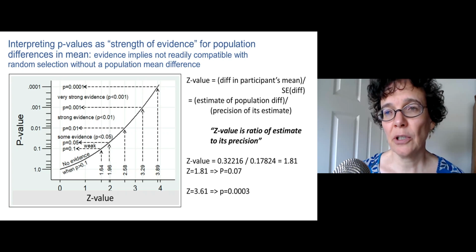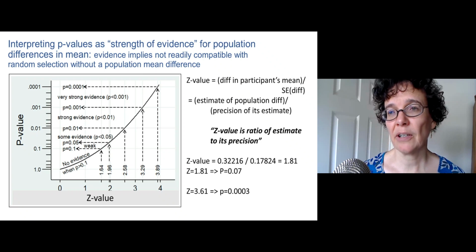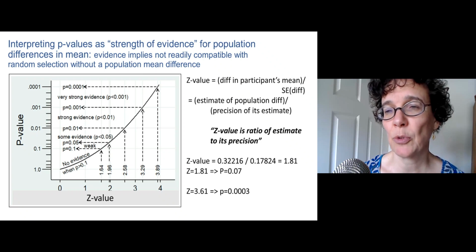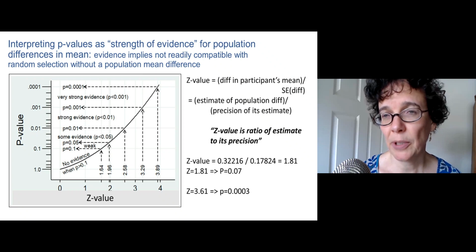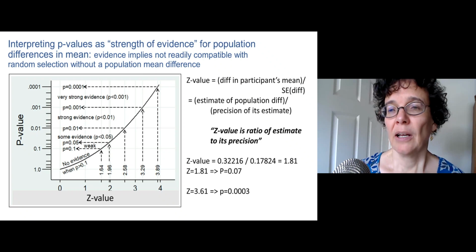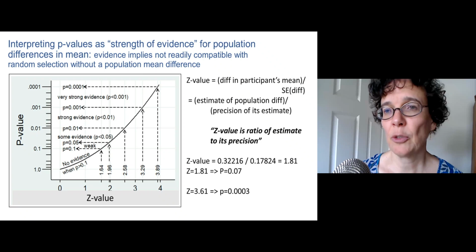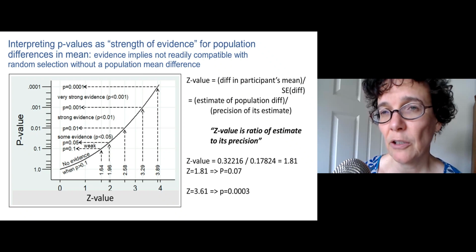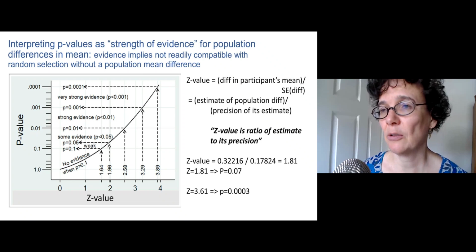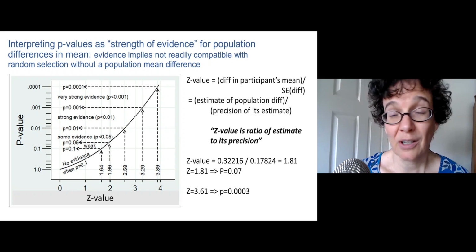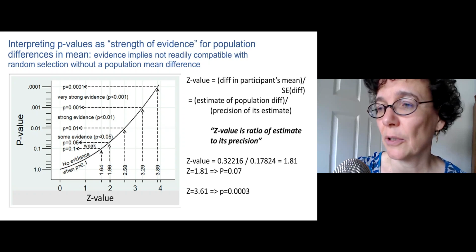The idea of this graph is to give you some intuitive feel for the link between the Z value and the p-value, and the fact that the Z value is a ratio of an estimate to its precision, and that links to the p-value. According to how small the p-value is, you get stronger and stronger evidence for population differences in means. It's partly to discourage people from focusing specifically on one particular cutoff such as 0.05, and to give an intuitive understanding of what it all means. Of course, in practice, you're going to use software to calculate your p-values because you can't calculate them precisely from this graph.